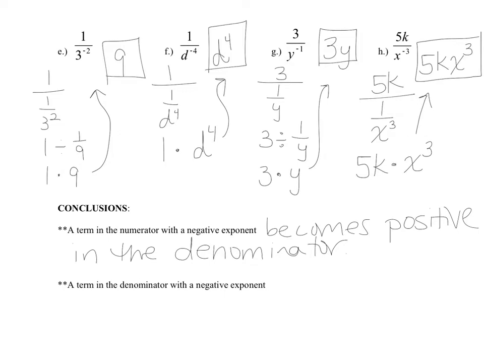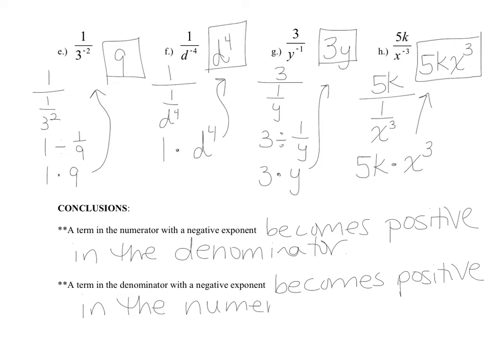And then a term in the denominator with a negative exponent becomes positive in the numerator. So basically, when we're simplifying these things, we don't want negative exponents in our final answer. We want them to become positive.